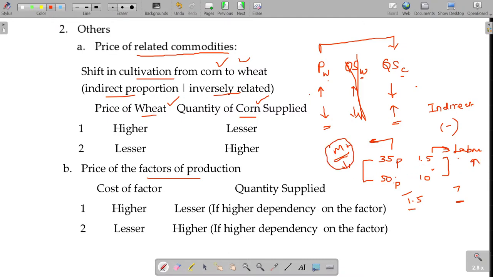So there is no change here, but there is a change. The factor's price is higher. If the factor price, this is the factors of production, increases higher, profit decreases, right? So profit decreases. As it increases, the profit decreases, then quantity supplied should also be decreasing. If the factor price is decreasing, profitability is increasing, quantity supplied is also increasing.